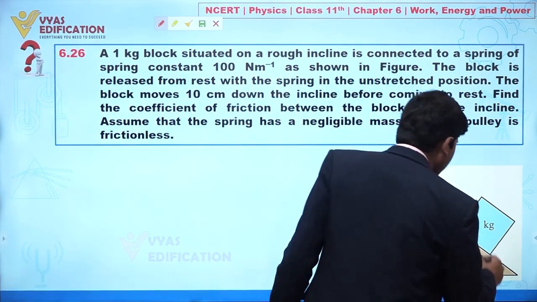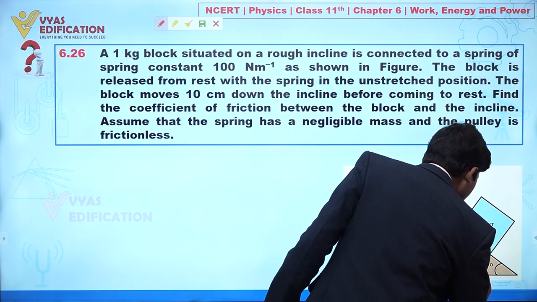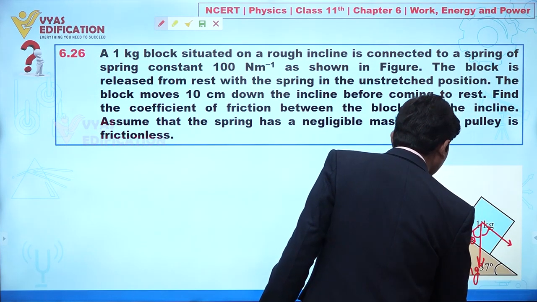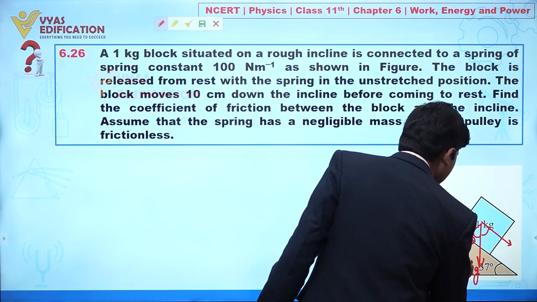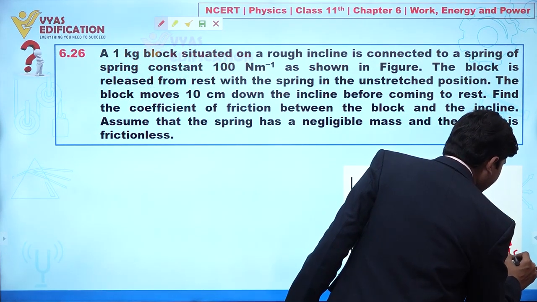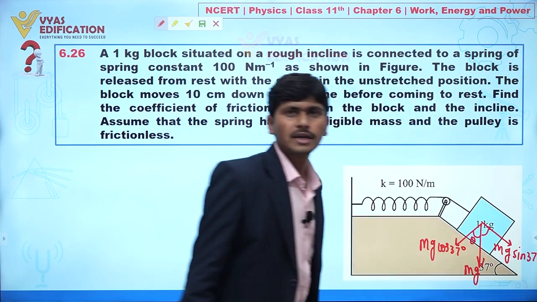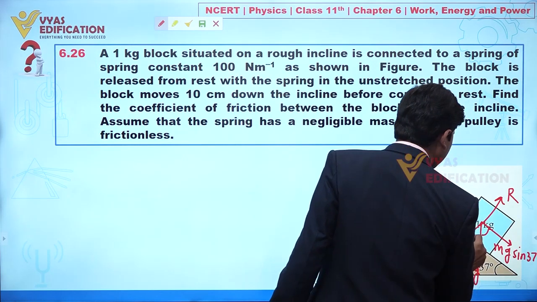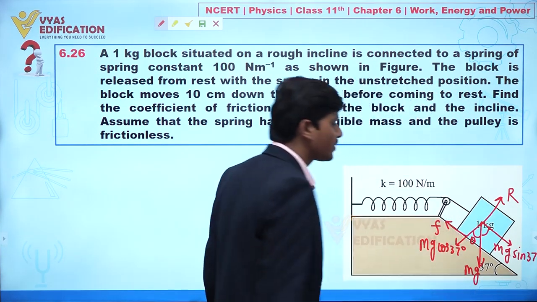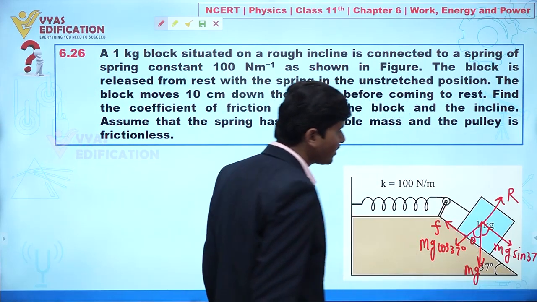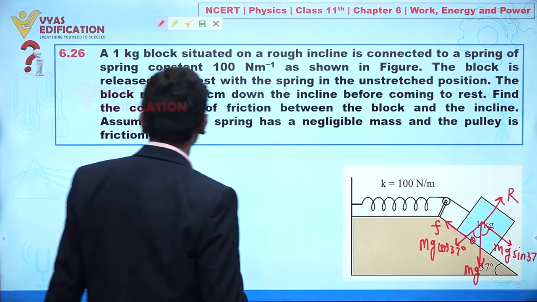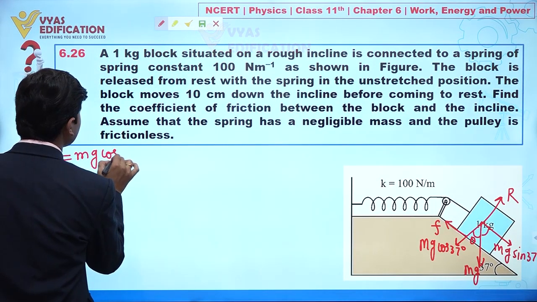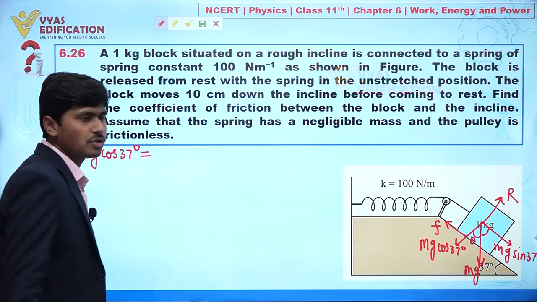First let us try to understand the forces acting on this block. One force acting is mg, as you know very well. Here we have the angle theta, so this is mg cos 37 and this is mg sine 37. Here we have the reaction R, and this is friction F. In this question, R is equal to mg cos 37.